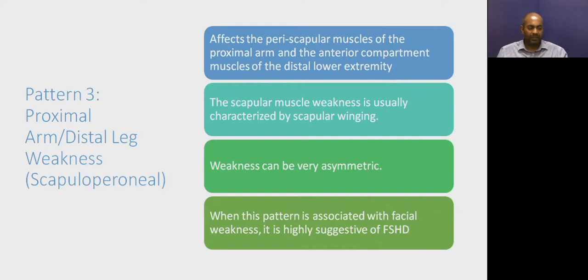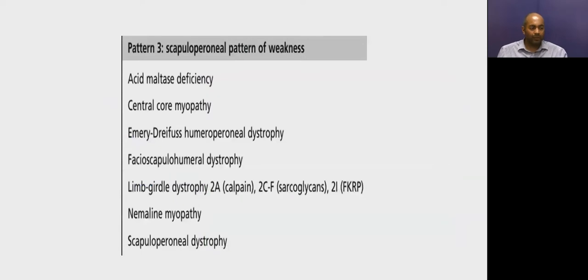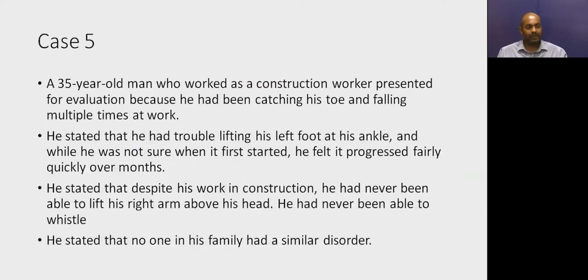So when we see this scapuloperoneal pattern with facial weakness, it is suggestive of a disorder called facioscapulohumeral dystrophy. Among other disorders in this pattern, the most common is facioscapulohumeral dystrophy. Other disorders, even acid maltase deficiency, Pompe's disease, can present this way. Emery-Dreifuss dystrophy and calpainopathy also can have this pattern. So let's see a case.